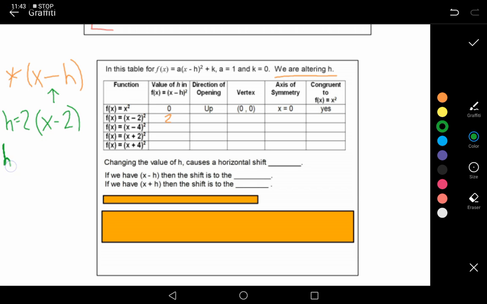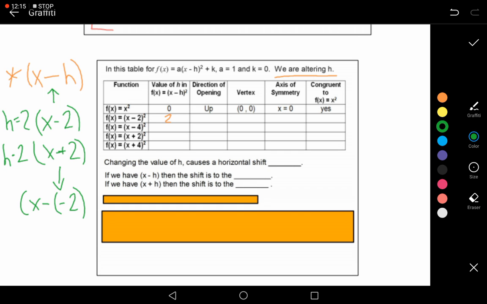If my value for h is negative 2, this is actually going to say x plus 2. Okay, and the reason for that is because it's actually x minus, and then I'm replacing h with negative 2. So that double negative will show up as a positive number. Okay, this is going to be very, very important. If you don't remember this, your transformations are going to be off.